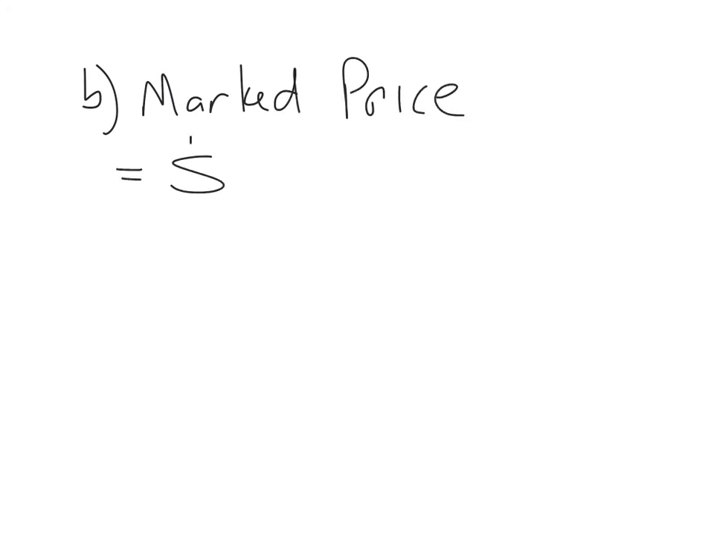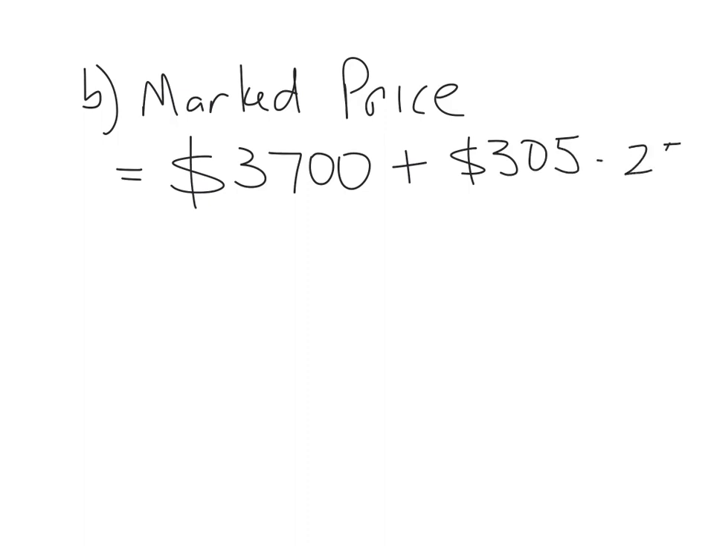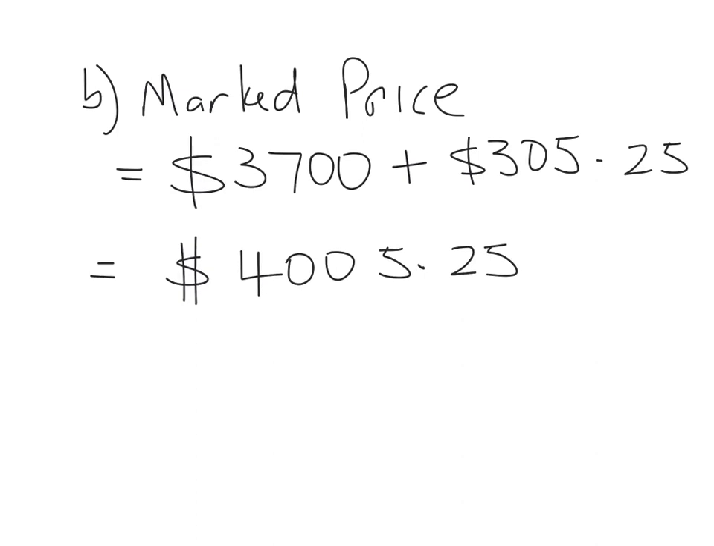So part B, the marked price equals the original price plus the amount we're marking it up, $305.25, and if we add those together we find that we will be paying $4,005.25 for the bike.